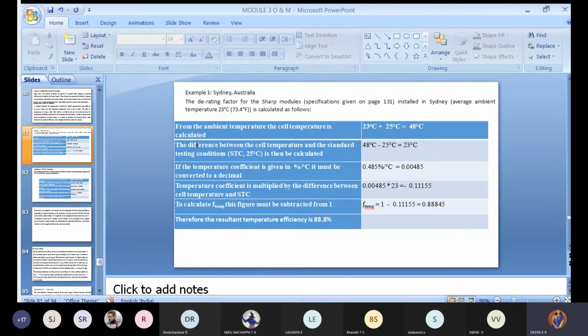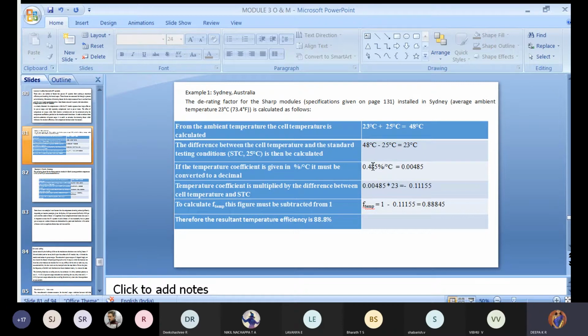So you have to calculate the difference between the cell temperature and your standard testing condition. Standard testing condition is how much? 25 degrees. You calculated by adding the ambient temperature and standard temperature and got 48. Do the subtraction, and again we get the same answer, 23 degrees Celsius. This gives the difference between your cell temperature and standard condition. Then, in the electrical data table, when they provide the product or model to you, they specify the coefficients: the voltage coefficient, the current coefficient, and the maximum power coefficient will be given in the chart. From there, we have a value of 0.485%.